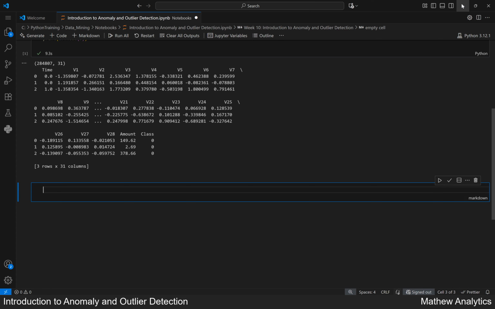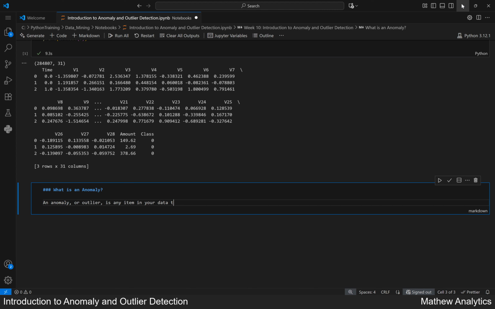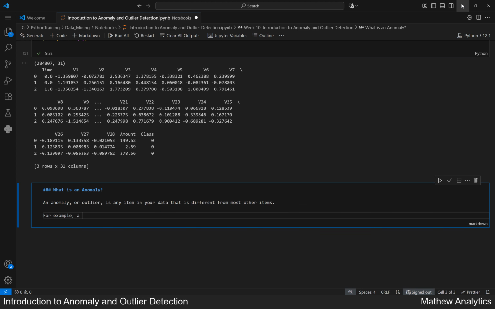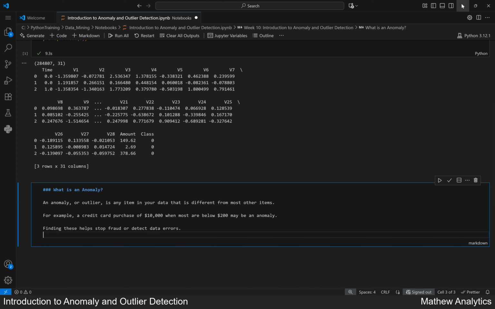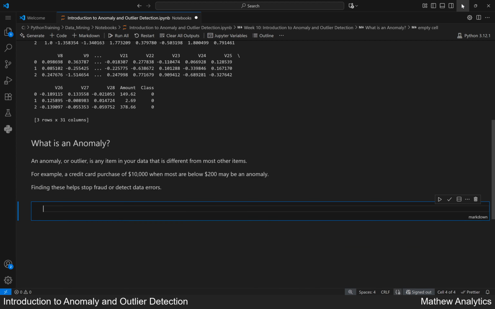Let us explore what an anomaly means in simple terms. What is an anomaly? An anomaly, or outlier, is any item in your data that is different from most other items. For example, a credit card purchase of $10,000 when most are below $200 may be an anomaly. Finding these helps stop fraud or detect data errors. Running the cell now. Can you think of an unusual event in your own spending habits?